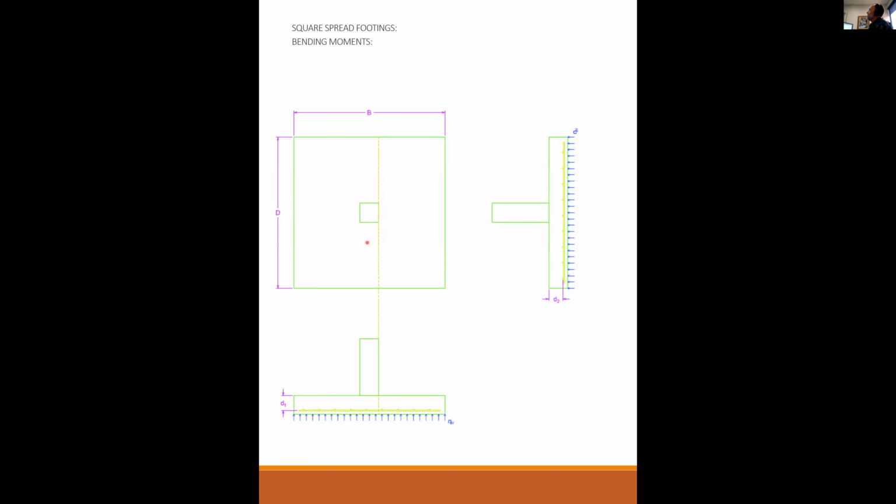All right, so bending moments, unlike shear. Shear is defined on a plane that's D from the face, or D/2 from the face for punching shear. The moments you calculate right to the face. Moments are calculated right at the face of the column. The critical section is at the face of the column.